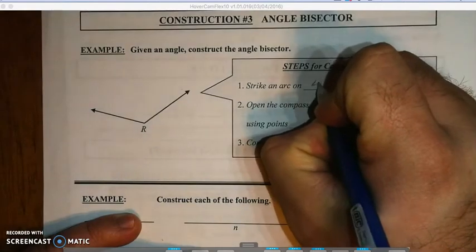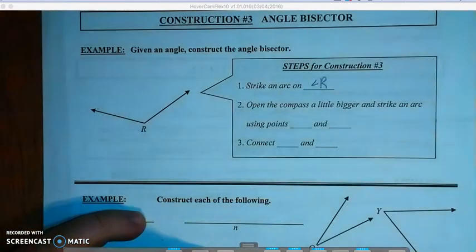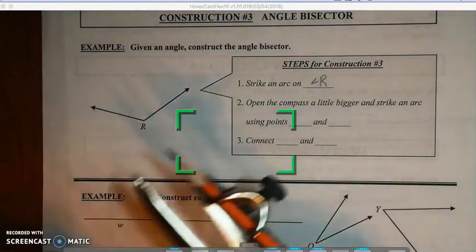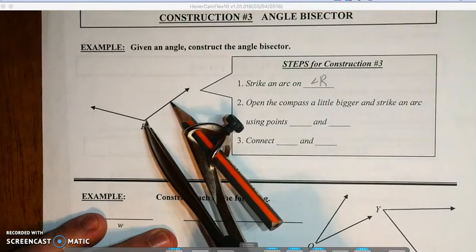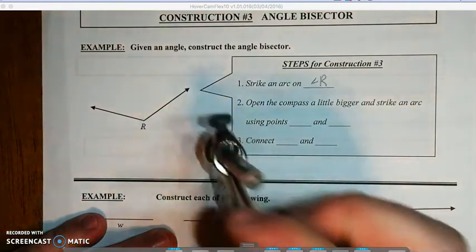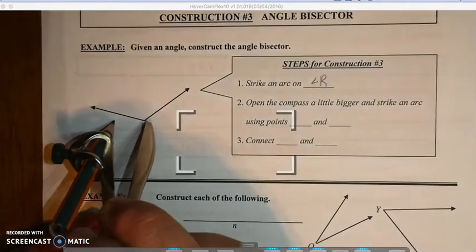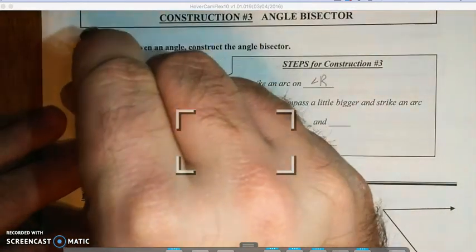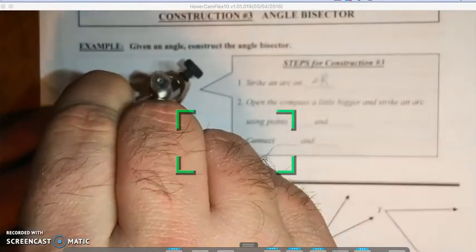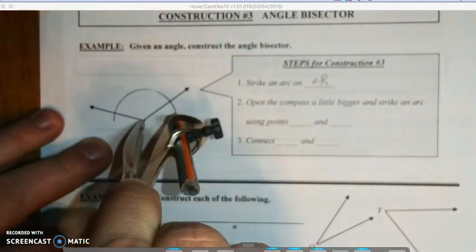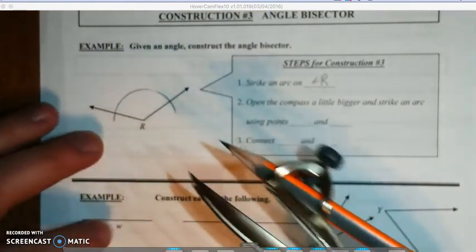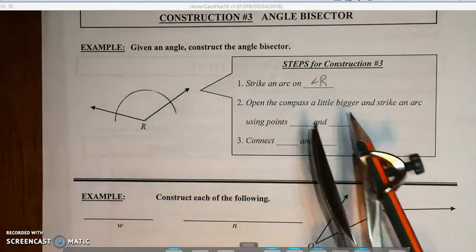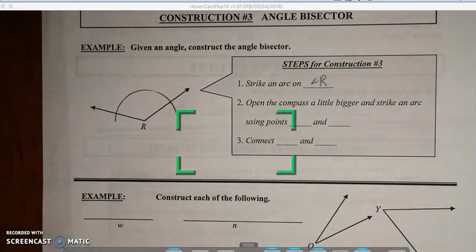So the first thing we do is draw an arc on angle R. So I'm going to make my compass wide enough but not too wide. I want it to cross on the angle. So I put my pointy edge here, and I'm just going to draw an arc all the way around. And I apologize that all you're seeing is my hand when I do this, but I took this compass and I drew an arc around. So we strike an arc on angle R.